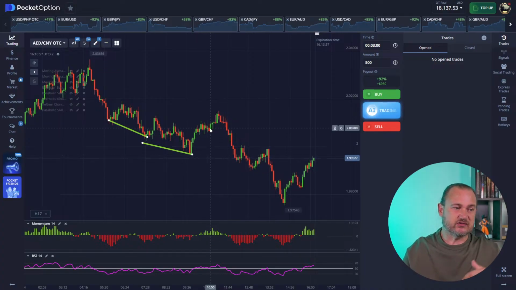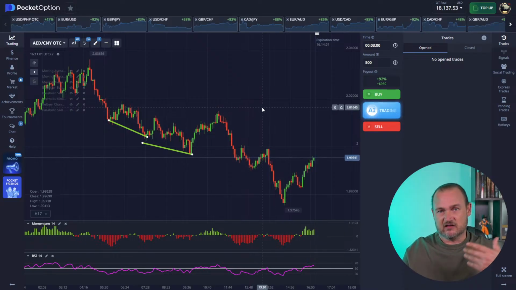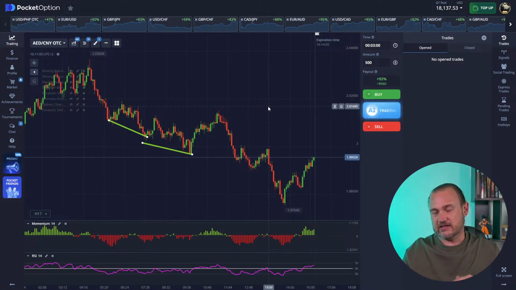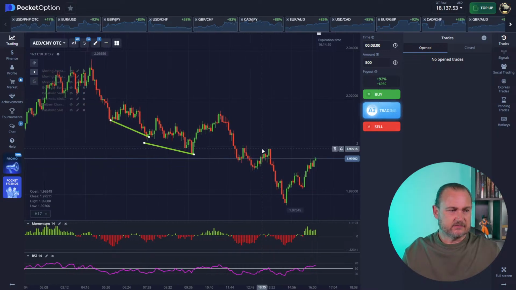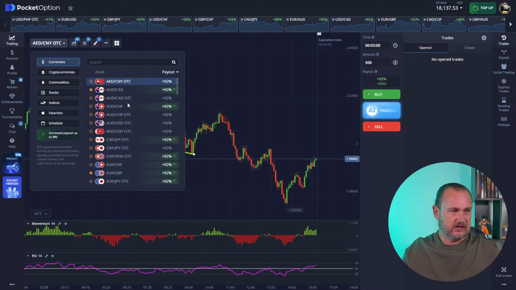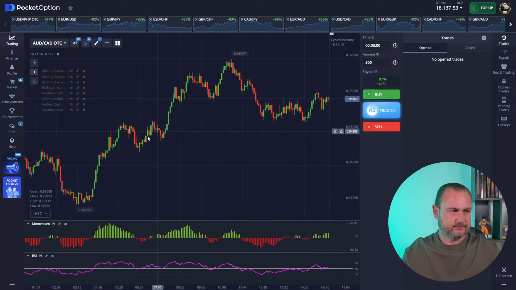Divergence on momentum indicators gives us a great idea of where our price is slowing down and where we might actually start seeing price reverse. Right, we can look at another asset or two quick, just to see what's going on.